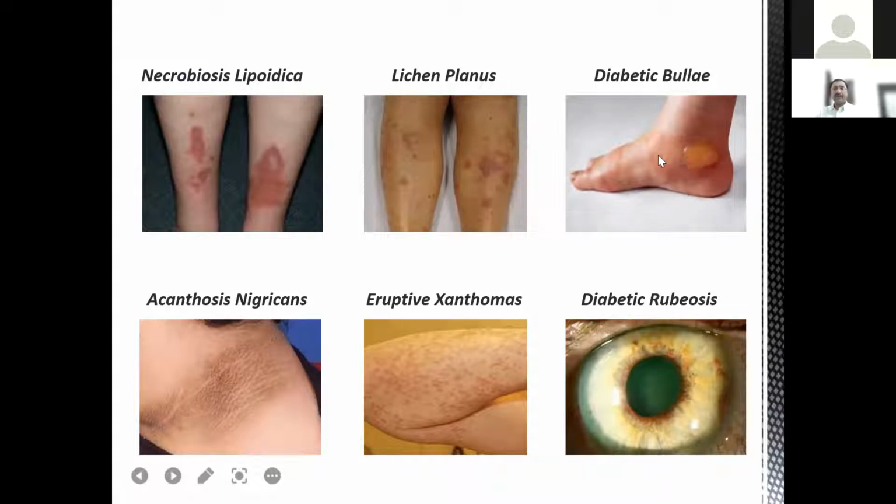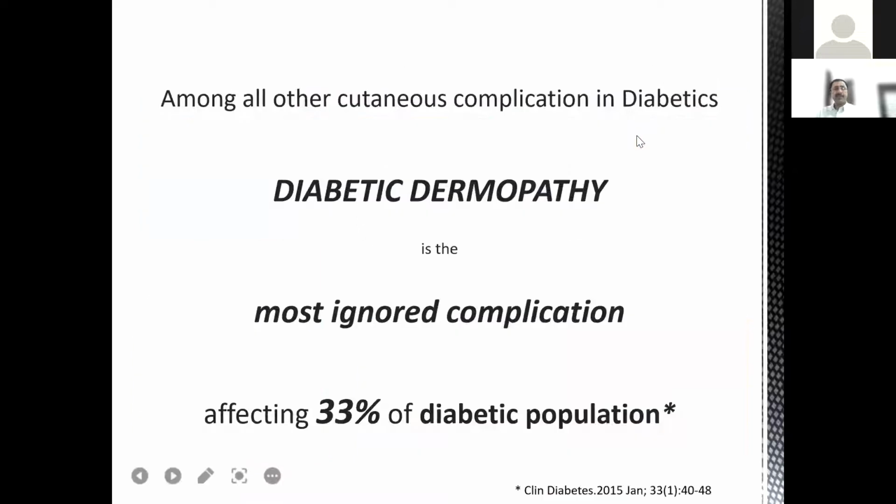Diabetic bullae can lead to cellulitis and thereby to further gangrene also, so it is very important to treat diabetic bullae. Then acanthosis nigricans, the blackish pigmentation on the nape of the neck you can see here. This is a sign of insulin resistance, and even in PCOD you will see such lesions of acanthosis nigricans. Eruptive xanthomas are due to dyslipidemia, and we have seen these lesions in diabetic patients. Diabetic rubeosis, people see these lesions most of the time.